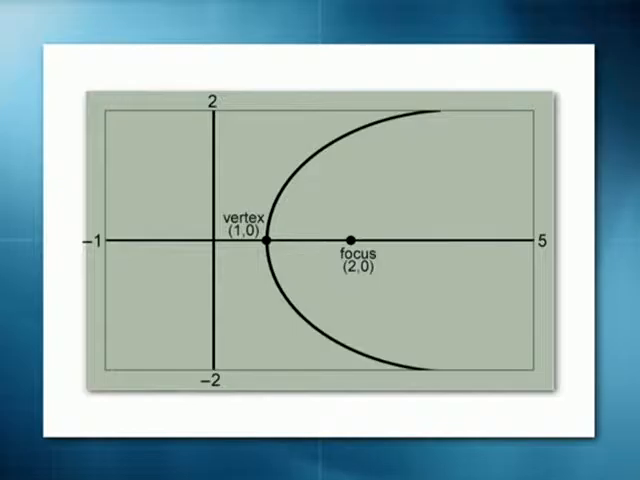Here's a picture of it. Interesting looking parabola. It opens to the right. There's the vertex at (1, 0), and we've also indicated the focus at (2, 0). What's the directrix here? Well, it's on the other side. It's the y-axis, isn't it? It's the line x equals 0. It's 1 unit to the other side.